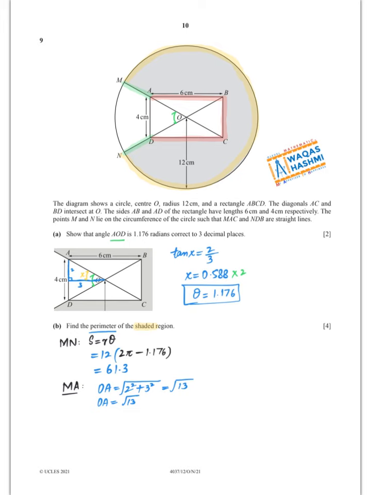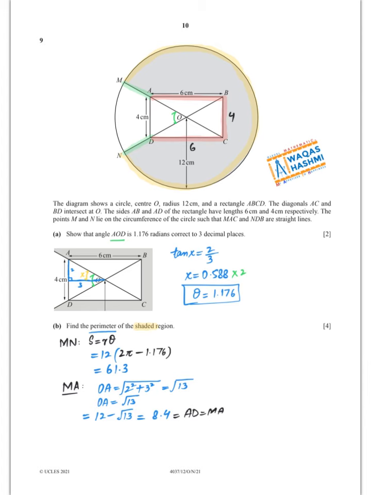Why did we find it? Because we have this total length OM, that is the radius 12. From that 12, if you subtract the length of OA, you will get the value of MA. So MA equals 12 minus root 13, which is 8.4. And MA and ND are equal. The length of AB is 6, the length of BC is 4 and the length of CD is 6 as well. So I'm going to write down the numbers here, 4 and 6.